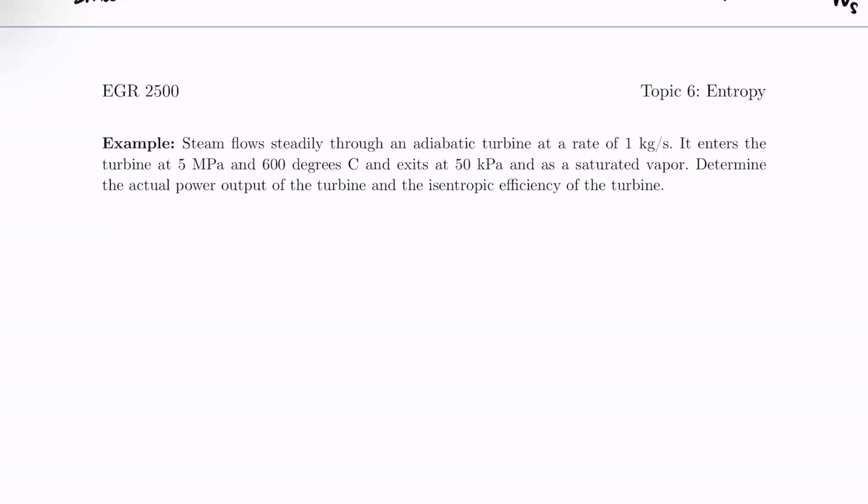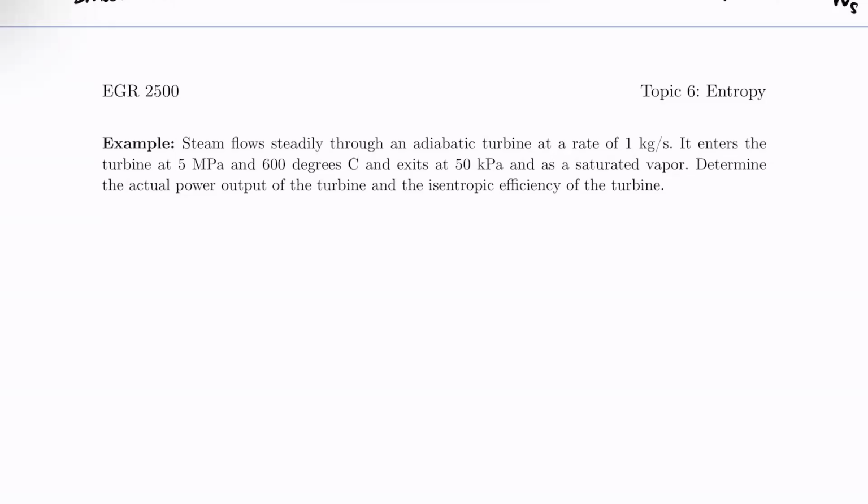Okay, so let's get started with this example. We have steam steadily flowing through an adiabatic turbine at a rate of 1 kilogram per second. It enters the turbine at 5 megapascals and 600 degrees Celsius and exits at 50 kPa as a saturated vapor. We want to determine the actual power output of the engine and the isentropic efficiency of the turbine.